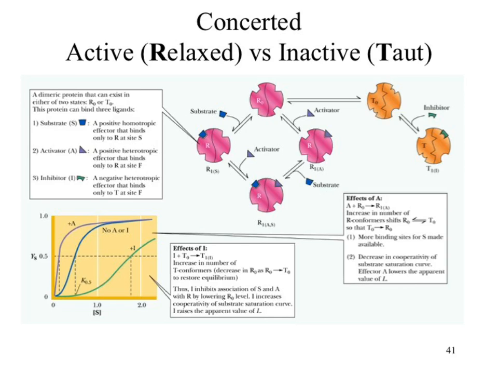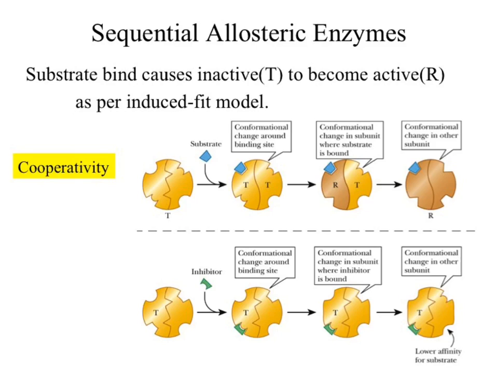I don't blame you. And that doesn't even bring in our sequential model. So real quickly, in our sequential model, our enzyme has two states. They both start in the T form, the inactive form. Our substrate binds, which then changes our T form into the relaxed form.